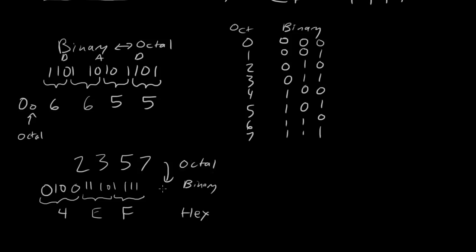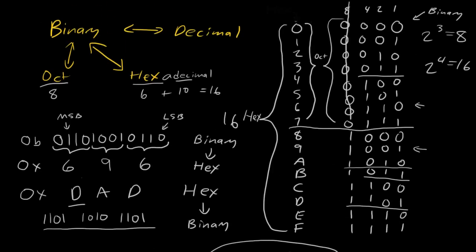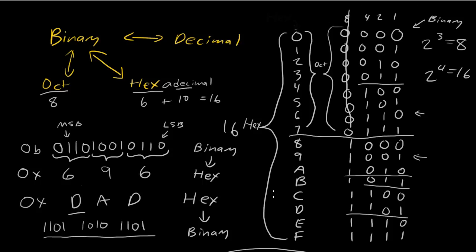So there you go. That's the conversion for you. It's really just looking up stuff in a table. If you have this table here handy, it's pretty straightforward. Same thing if you have this hexadecimal table over here. So there you have it.